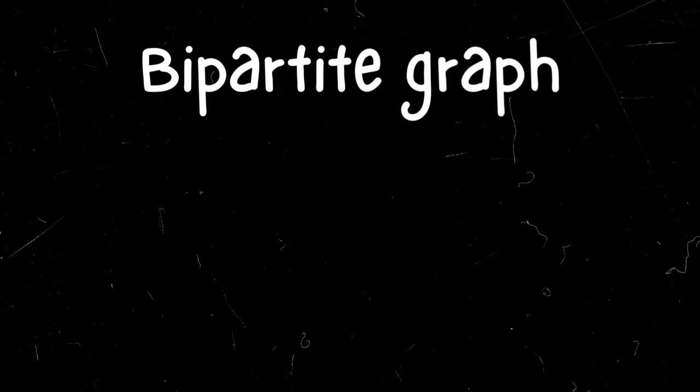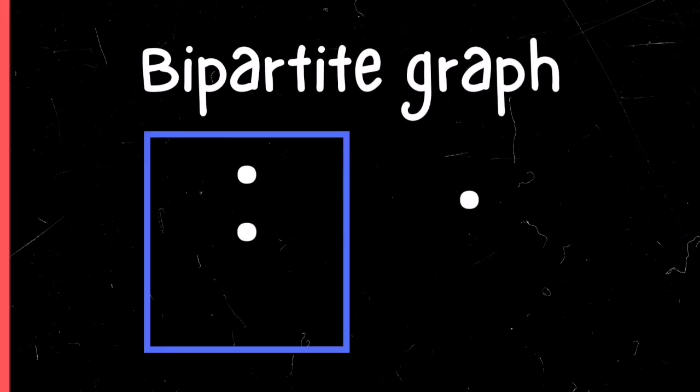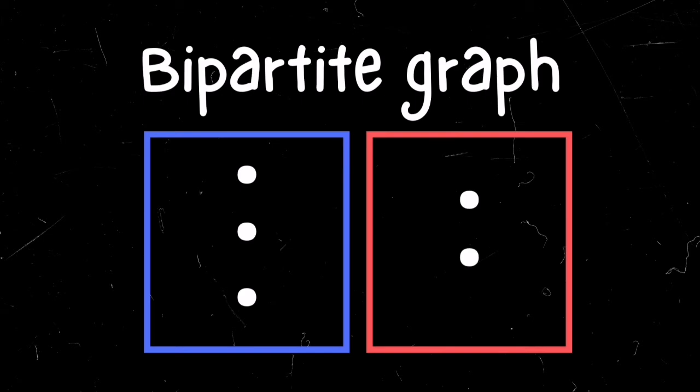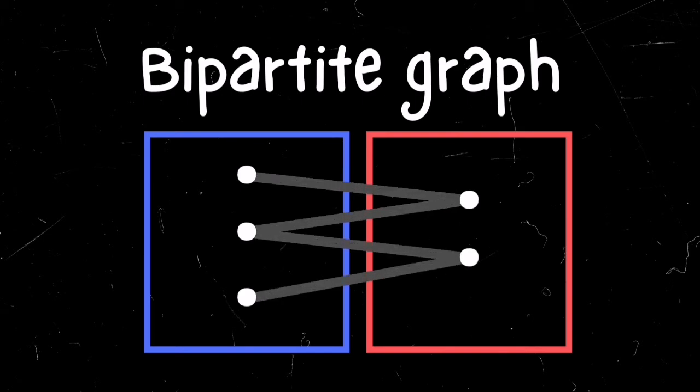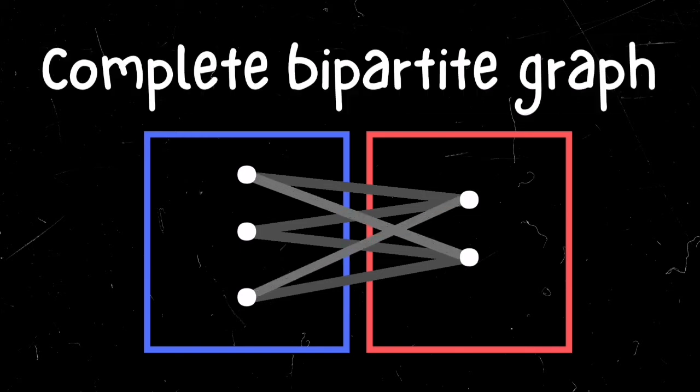Another special graph is the bipartite graph. A graph where vertices can be partitioned into two sets, bi for two, partite for partition, in which one set of vertices is connected to one or more vertices of the other set, but not connected to vertices of the same set. A complete bipartite graph is a variant of bipartite graphs, where all vertices in one set are connected to all other vertices of the other set.